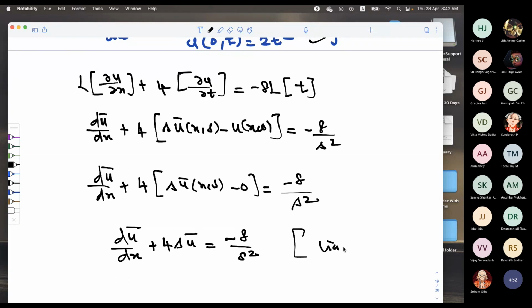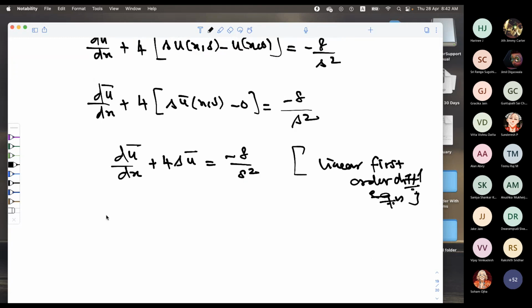So this is a linear first order differential equation. So we should try to find the integrating factor. Am I right? e power integral p dx. So what is my p? Right? Is it clear?